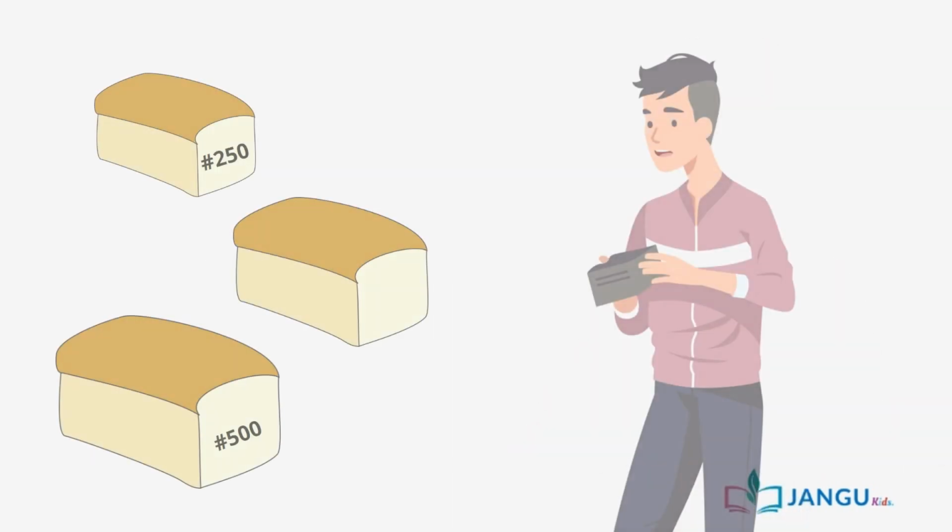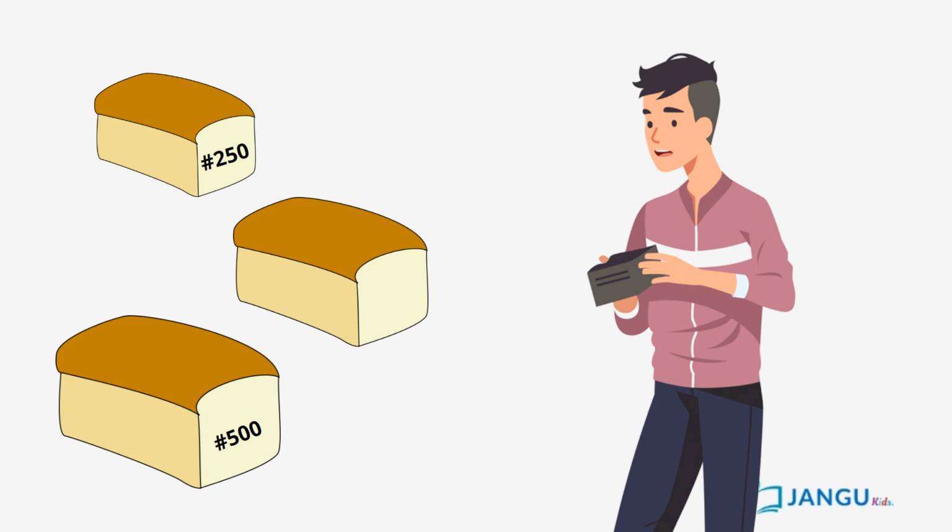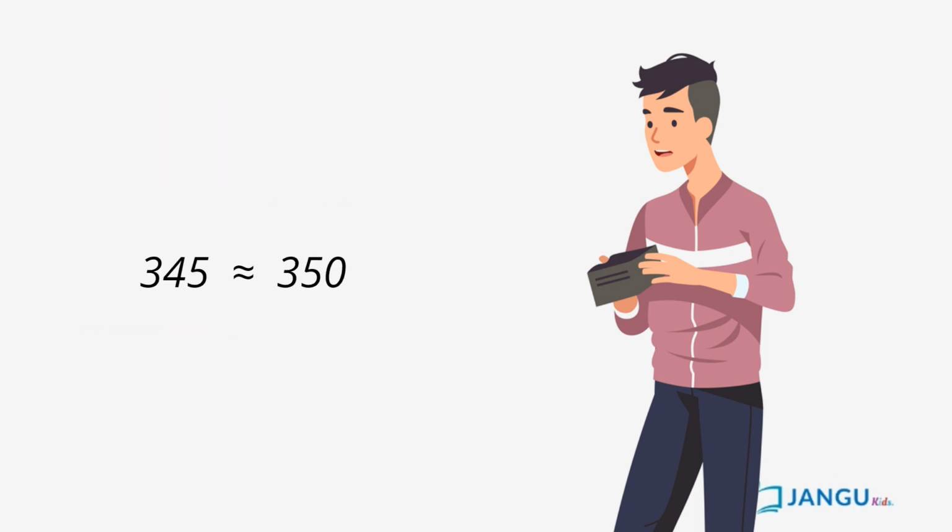Suppose Ahmad is unsure about the exact price of a medium-sized loaf of bread. He knows that a big loaf is 500 naira and a small loaf is 250 naira. So he guesses that the medium-sized bread should cost between 250 naira and 500 naira. Ahmad says to himself, medium-sized bread should cost about 350 naira. If the loaf of bread is 345 naira, we can say Ahmad's approximation is correct. 345 naira is only 5 naira less than Ahmad's approximation of 350 naira.